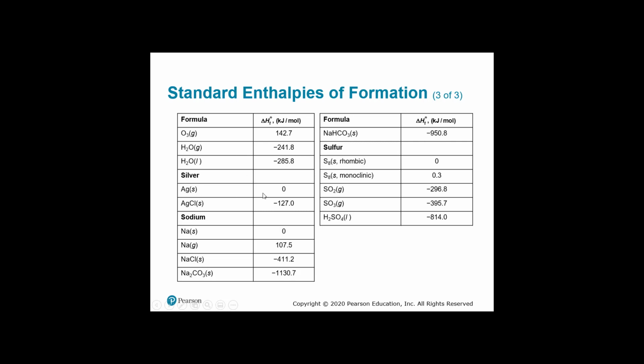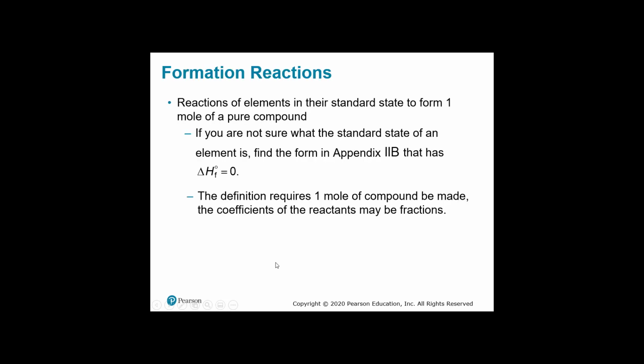Here's silver as a solid, it's 0. We got sulfur as a rhombic. Sulfur comes in different forms, well, I'm not going to get into that right now. That's 0. I really don't want to. And then sodium as a solid is 0. And I think that's it. So reactions of elements in their standard state to form 1 mole of a compound.